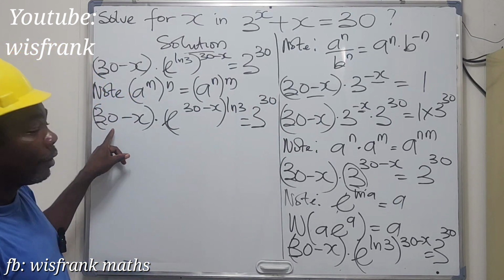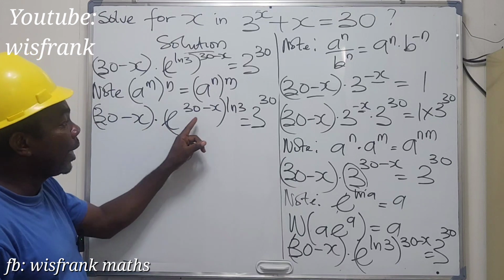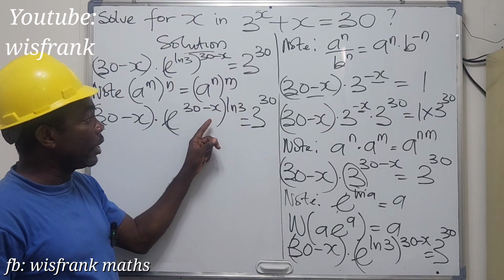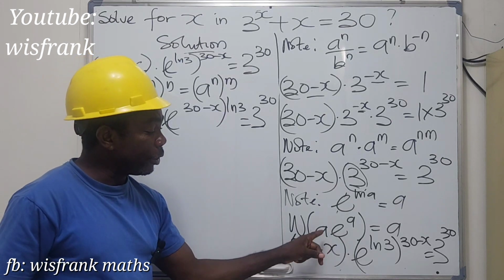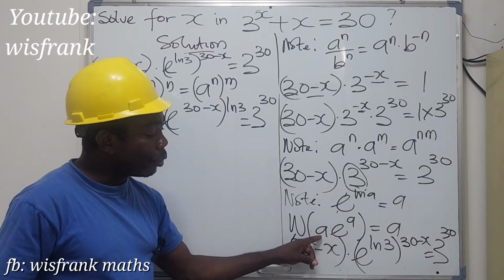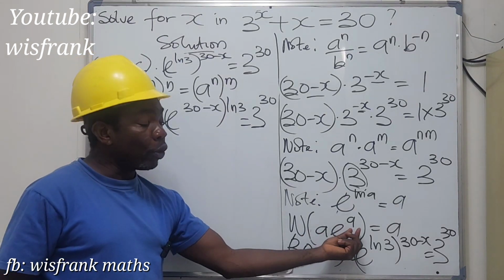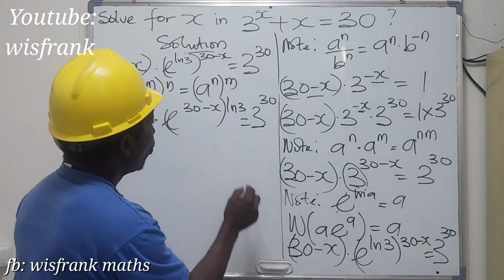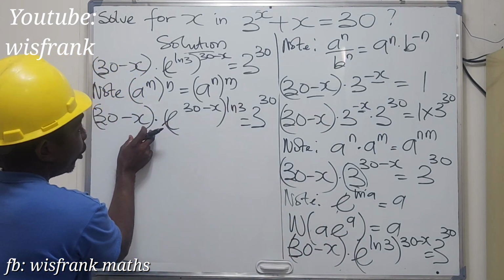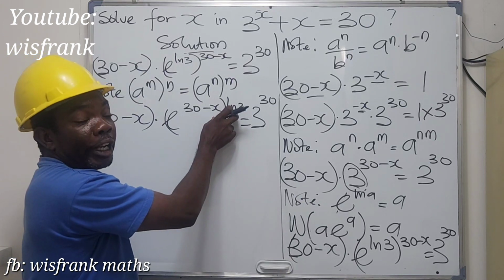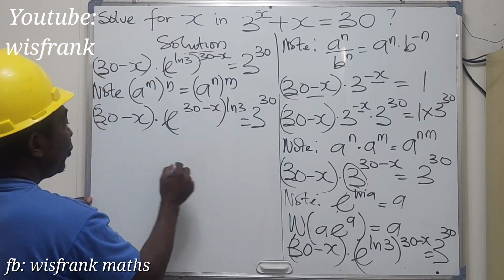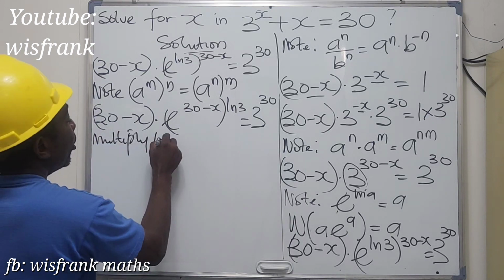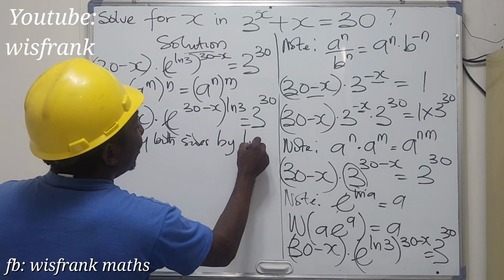So you can see that we have 30 minus x here, and we also have 30 minus x here. So for us to apply the Lambert W function to this expression, what we have on the product here must be the same as what we have on the exponent here. So we will make the product equal to the exponent. What is left now is the ln of 3, so we are going to multiply both sides by ln of 3.